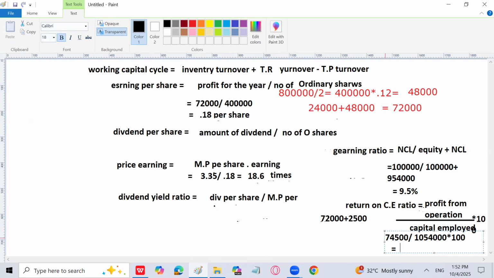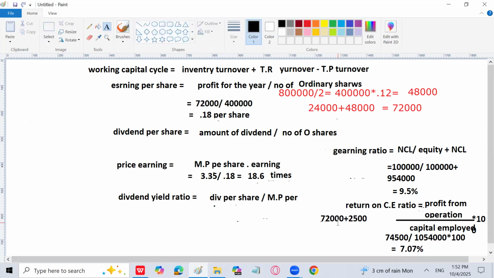It shows how much return you are getting on your investment. 74,500 divided by 10,54,000 into 100. 7.07, which is quite normal, that we are getting 7.07% return on our investment.